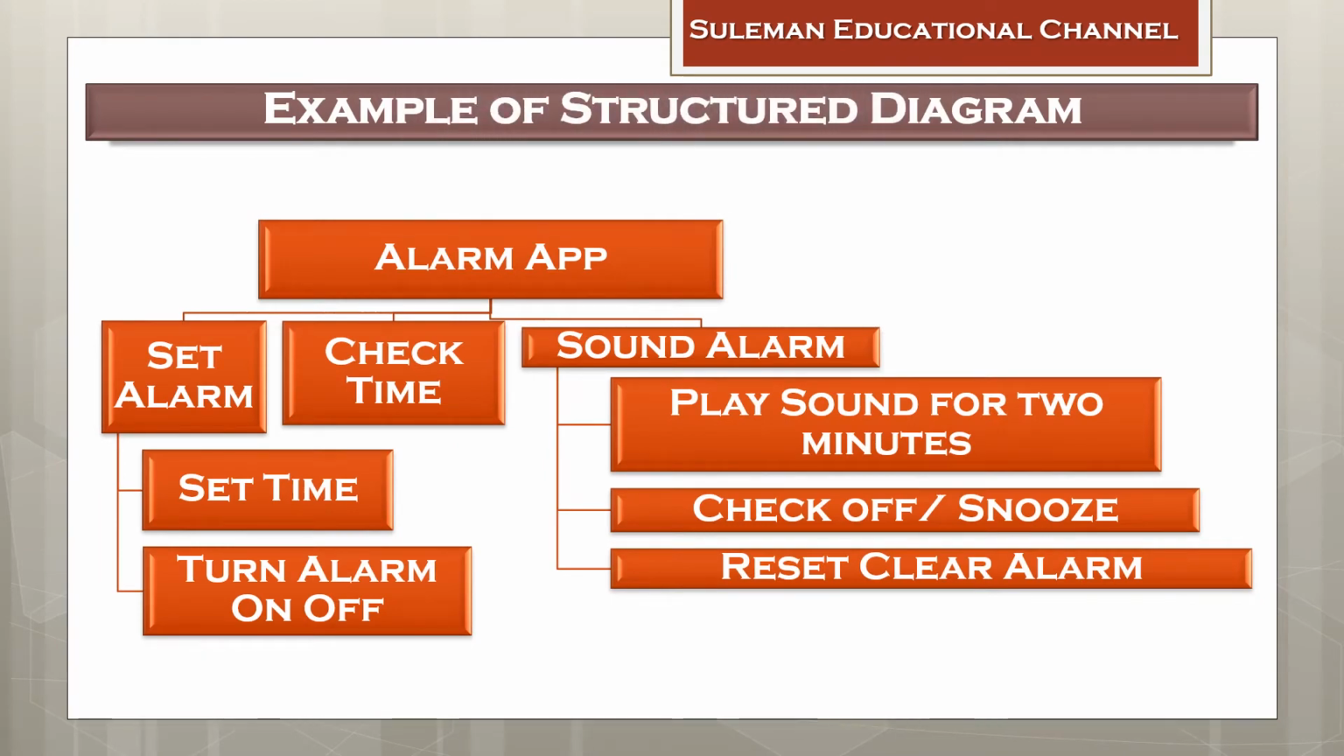In this diagram, the alarm app is divided into set alarm, check time, and sound alarm. Set alarm is further divided into set time and turn on/off alarm. Sound alarm is divided into play sound for 2 minutes, check snooze, and reset/clear alarm. This is an example of a structure diagram. From the diagram, it is clear that it is organized in a hierarchical way. The breakdown into subsystems can also be seen clearly.